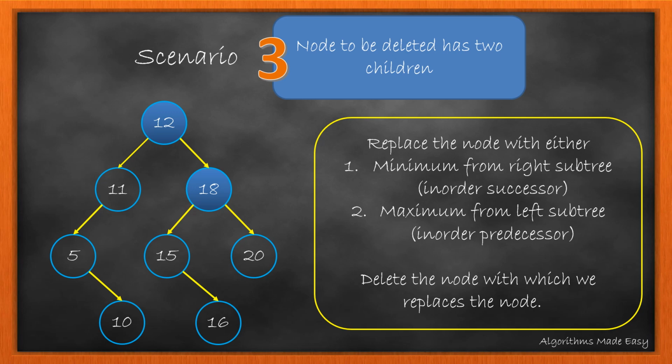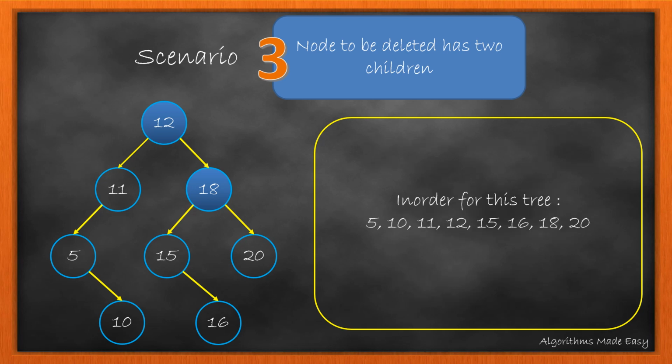We can replace the node with either of the two values. One is the in-order successor, that is the minimum from the right subtree, or the second is in-order predecessor, that is the maximum from the left subtree. For this tree, the in-order traversal can be shown as below. For node 18, the predecessor is the value just lower than 18, which is 16, and the successor is the value appearing next to 18, which is 20. Similarly, for node 12, the predecessor is 11 and the successor is 15.